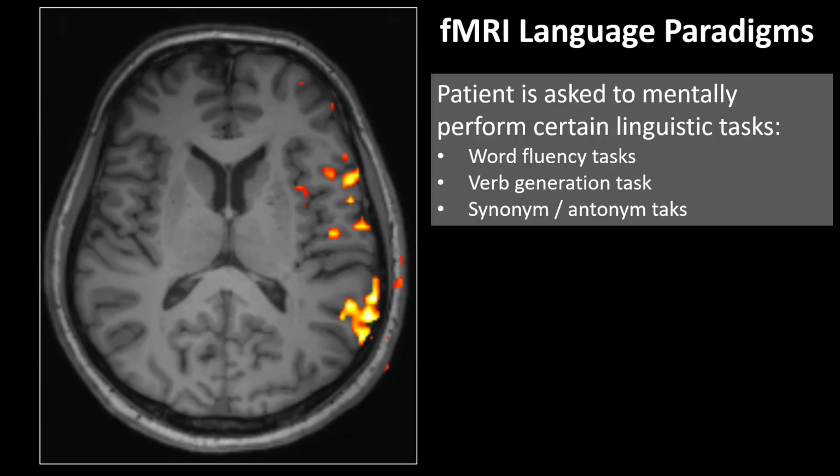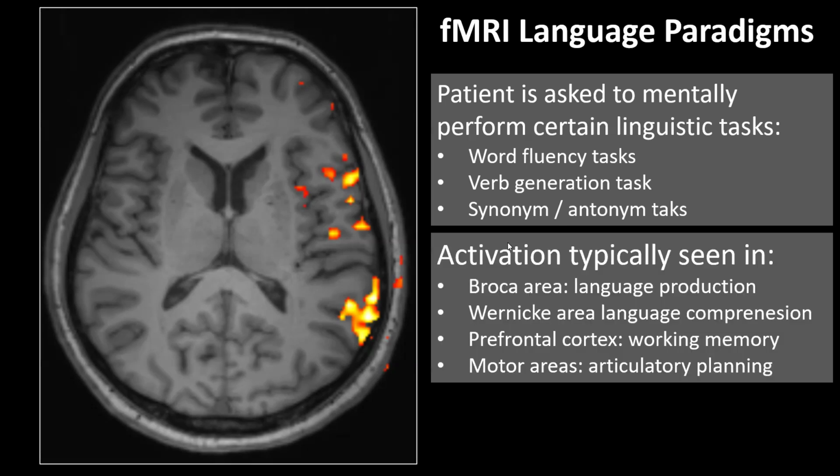So the patient is asked to perform certain linguistic tasks mentally, like verb generation tasks and word fluency tasks. For instance, try to think of as many words as possible that begin with the letter T. There's a word fluency task, and synonym-antonym tasks, in which a patient has to give synonyms or antonyms. And then we see activation, typically in the language areas of the brain, which are located in the perisylvian region.